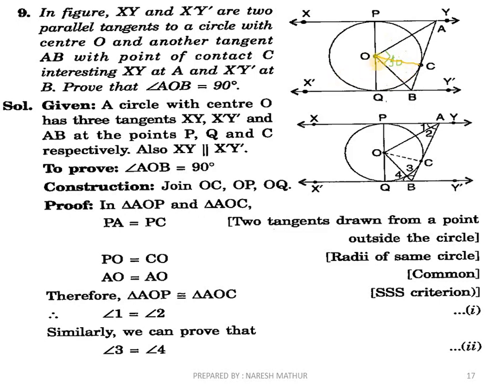How? Let's see. See, in triangles OAP and OAC, OP equals OC, radius of the same circle. OA is the common side, and AP equals AC by theorem 10.2, because AP and AC are the tangents from the exterior point A. So by SSS criteria, we can write triangle AOP is congruent with triangle AOC. So we can write angle 1 equals angle 2 by CPCT. Similarly, we can write angle 3 equals angle 4.